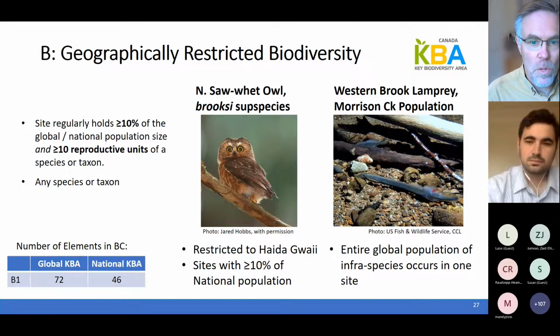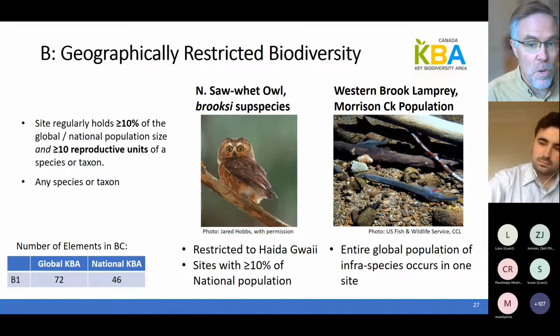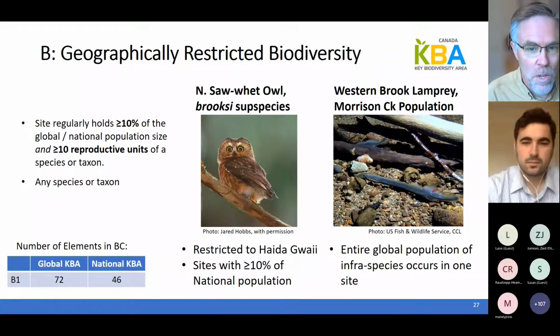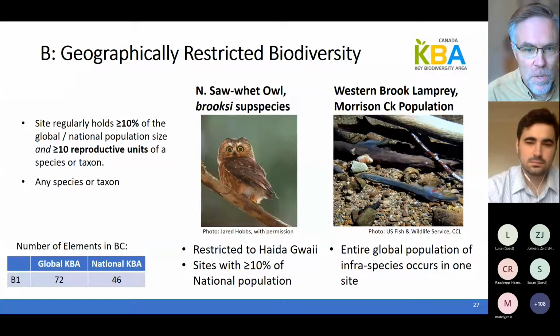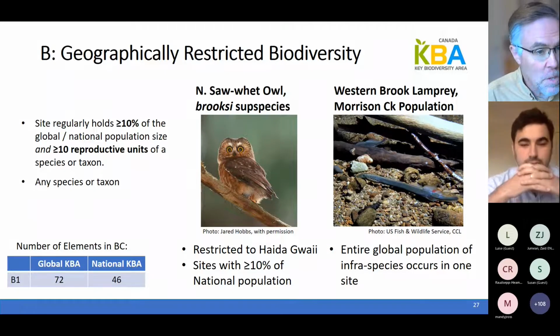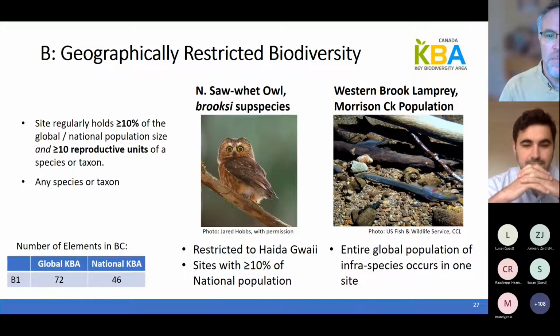Criterion B sites are those that hold at least 10% of a species or taxa's global or national range respectively. Most endemic elements apply here. Examples include the brooksi subspecies of northern saw-whet owl, a Haida Gwaii endemic subspecies. Another candidate is the Morrison Creek population of western brook lamprey near Courtenay, which has been shown to be genetically unique from all other populations of the same species. Note that these are both national examples because they are at the infraspecies level. In BC, 72 have been identified as likely meeting the global criteria, while another 46 elements may meet the national criteria if we look at them a bit more closely. Next.